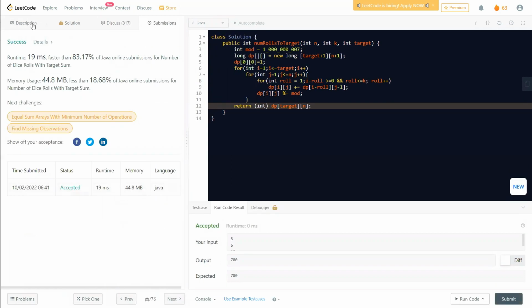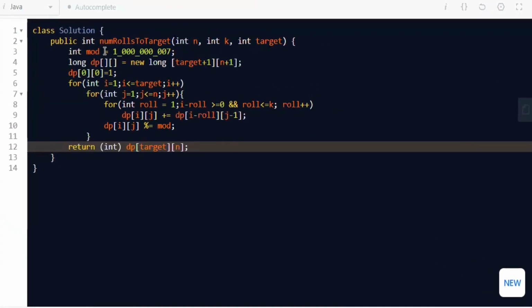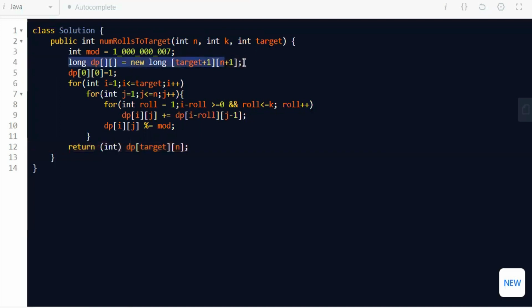There you see, this is a 19% solution. Let's understand what exactly we did. As you know, we took a DP array, and this is a long type array, because by default our answer is going to be large. We are expecting it to be large, so just take it long. And obviously we did our modulation as well.